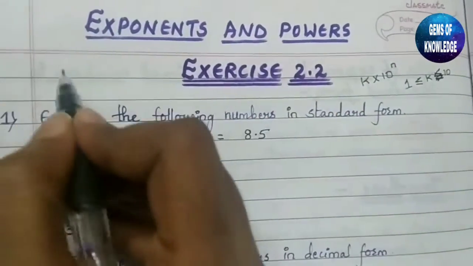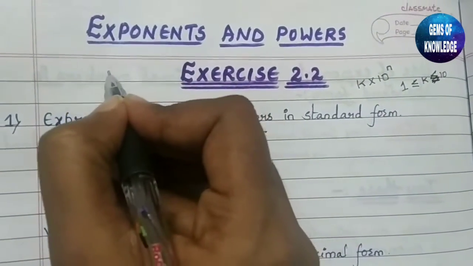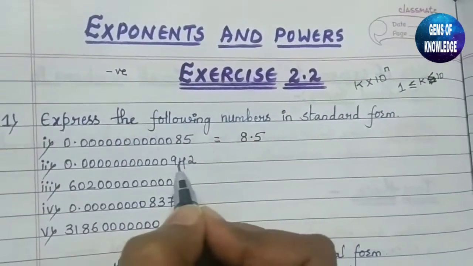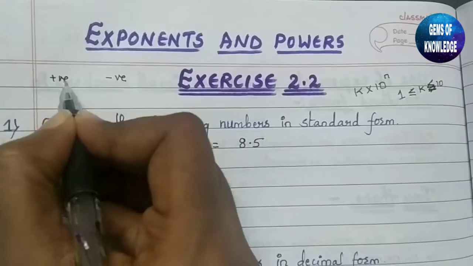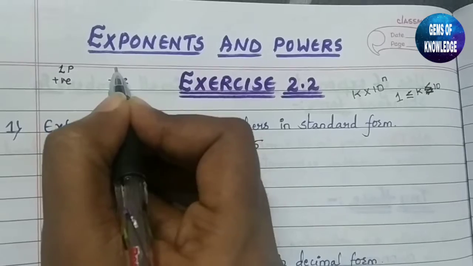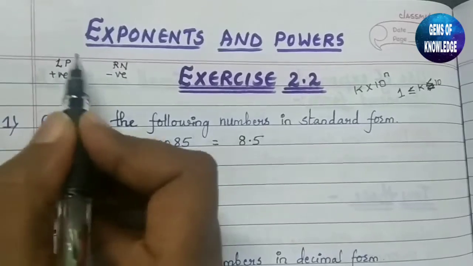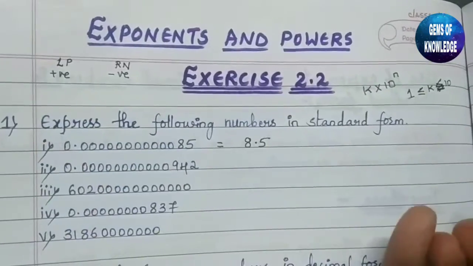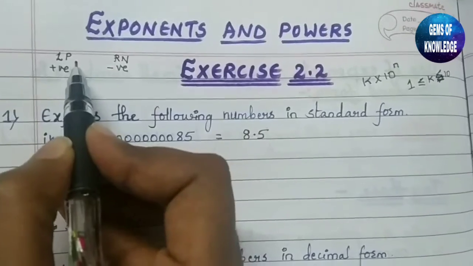The first thing we have to remember is when we are bringing this point to the right side, the power will be negative, and when we are moving the point to the left side, the power will be positive. Left positive and right negative, you have to remember like this. Left is positive and the right will always become negative.